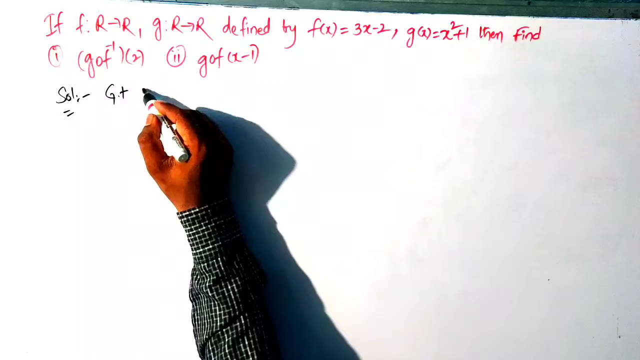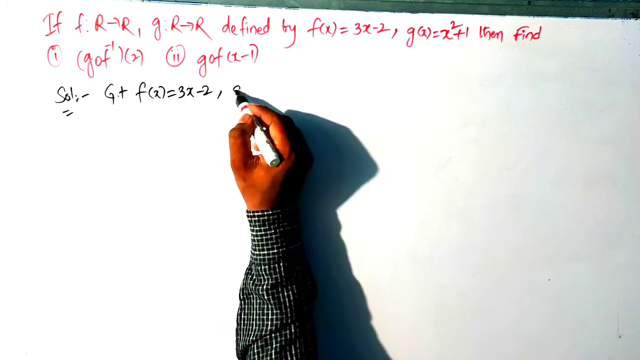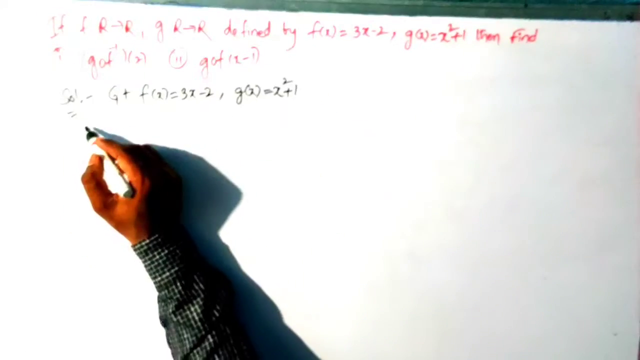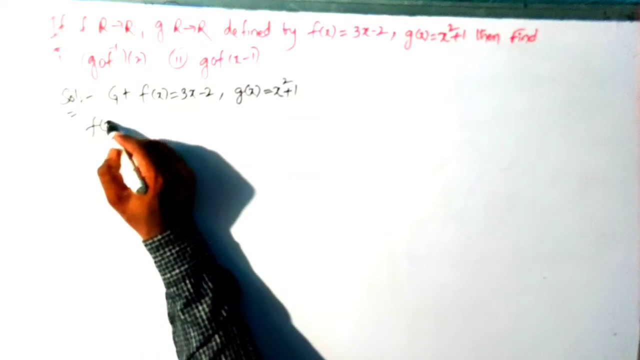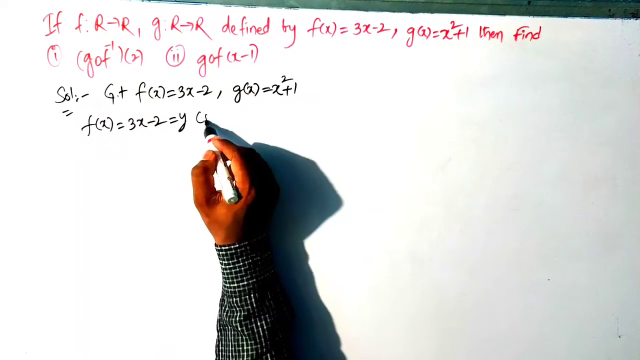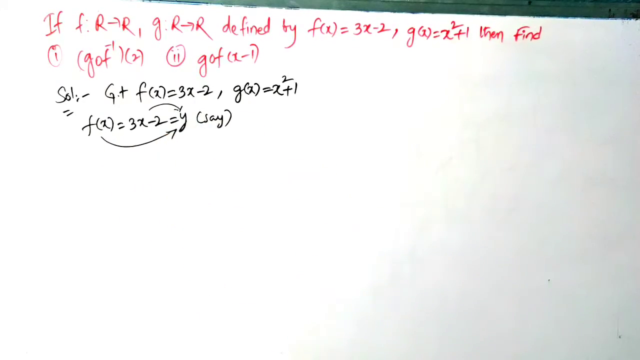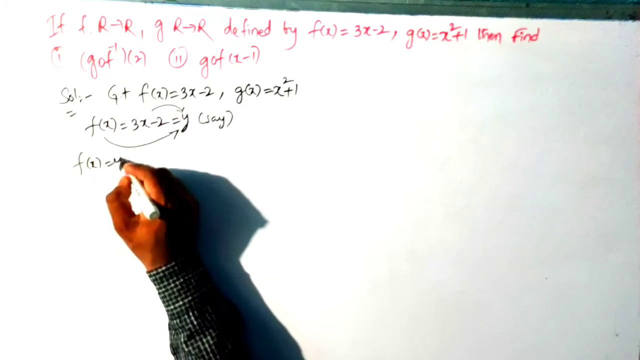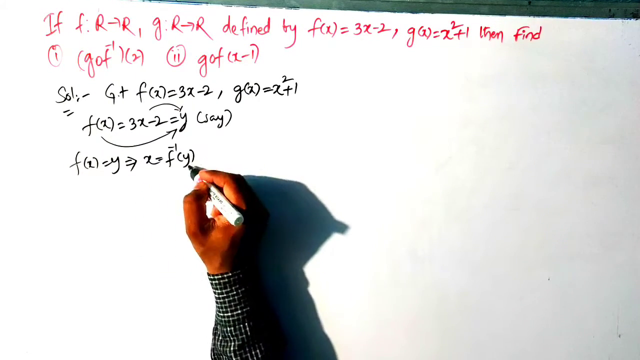Given that f of x equals 3x minus 2 and g of x equals x square plus 1. Now we find f inverse, so we take f of x equals 3x minus 2, that equals y, we say. So f of x equals y and 3x minus 2 equals y. First of all, f of x equals y, that implies x equals f inverse of y. This is equation number 1.